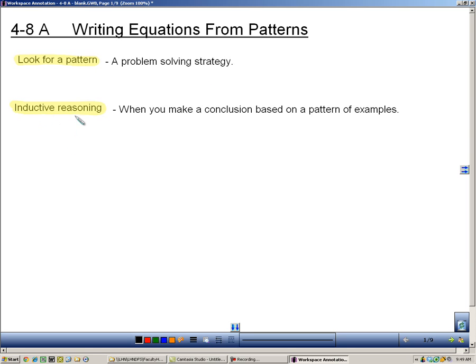That's called inductive reasoning, which is our second definition, when you make a conclusion based on a pattern. So when you come up with a final conclusion and you base it on a pattern that you see, that's called inductive reasoning.